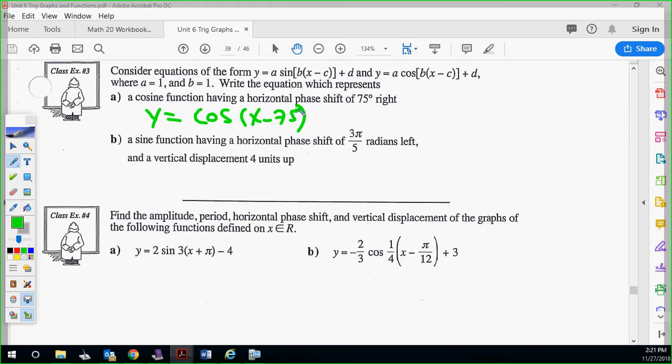But a sine function having horizontal phase shift of 3 pi over 5 radians to the left, and displacement 4 units up. So sine, left, so that means plus. So x plus 3 pi over 5, and then plus 4 on the end.